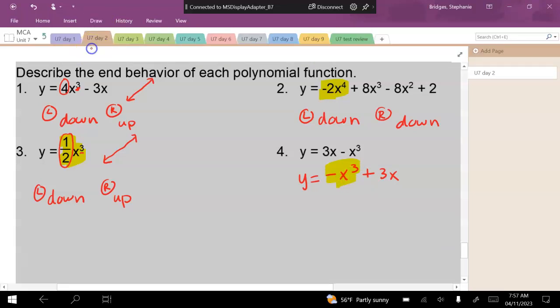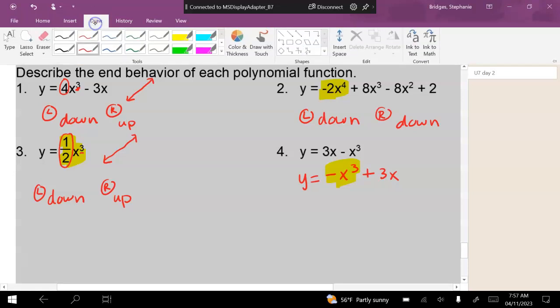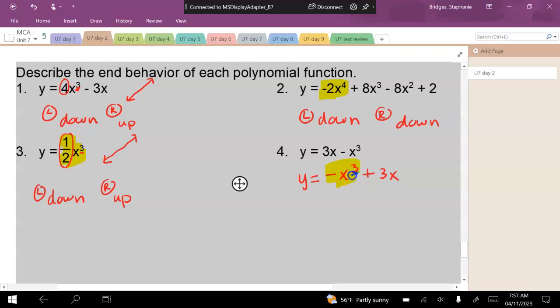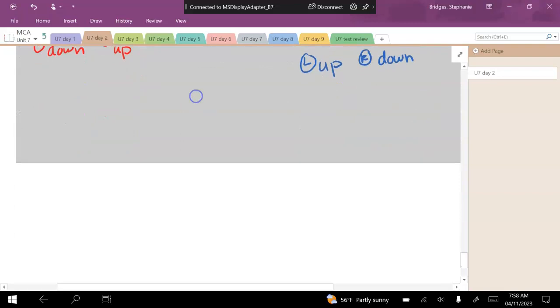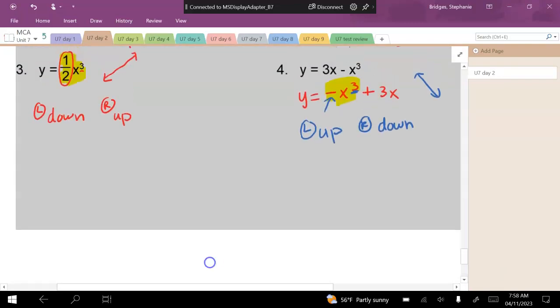Is my exponent even or odd? Odd, okay. And then we need to look at the number in front of it. Is that positive or negative? Negative. So it's going to be like a negative sloped line, which looks like this. So on the left side, my graph is going up. And then on the right side, it is going down. Anybody have any questions? That's it. That's all you got to do.